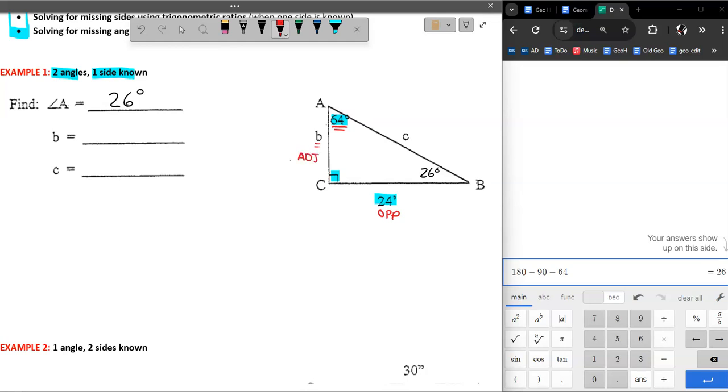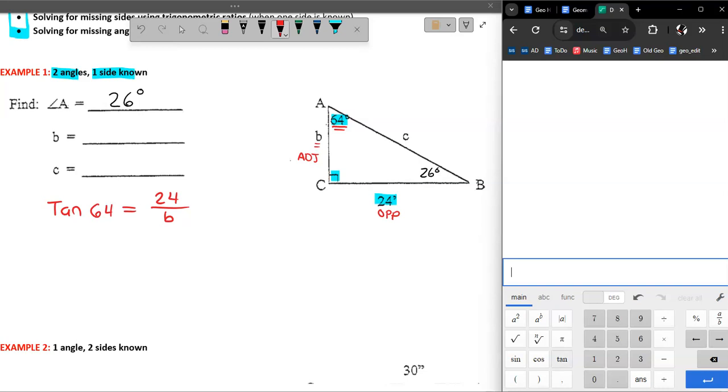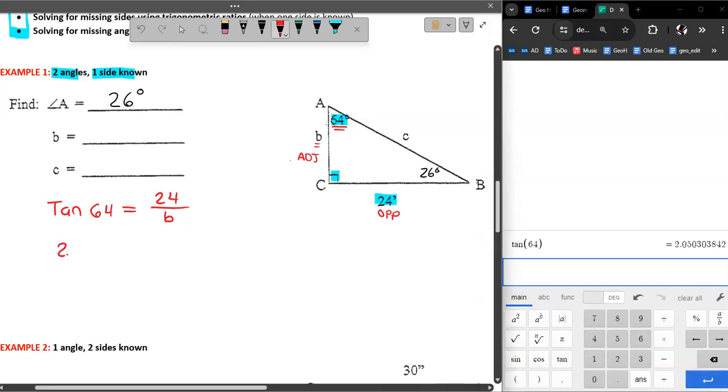So to set this up, I would want to use a trig ratio. I would want to take the tangent of 64 degrees because I know that that's going to be equal to 24 over that side length B. And now we're just going to repeat the same process that we were doing in prior lessons. So let me clear my calculator on the right-hand side, and let's evaluate tan 64. That's going to give me 2.05, and I'll just say that.